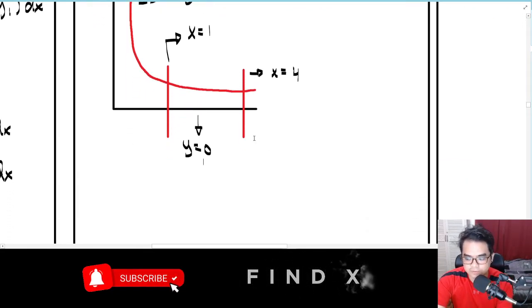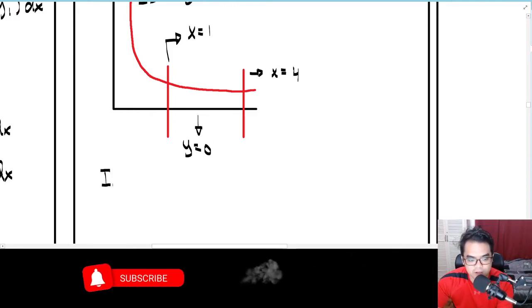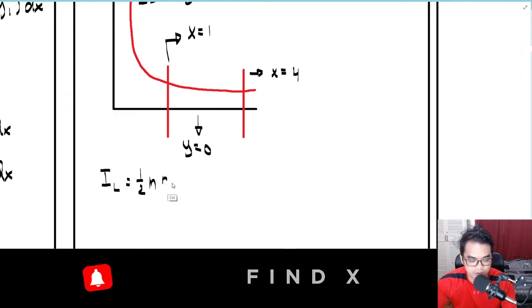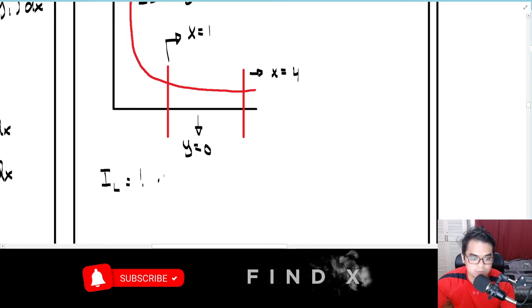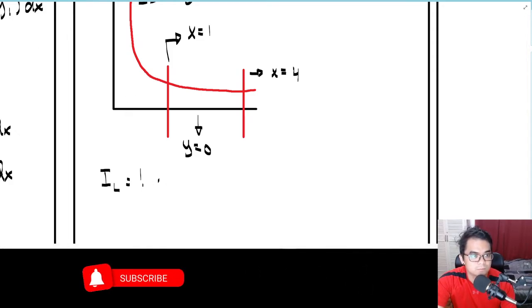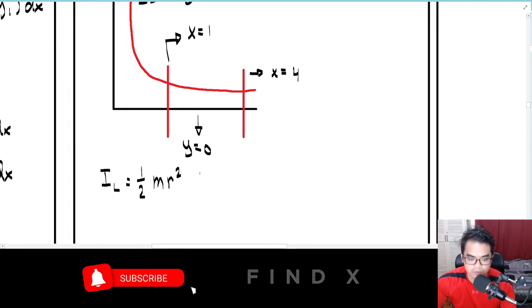Okay, so getting the inertia of this one, we can use another formula. Okay? So another formula is I_L equal to 1/2 m r squared. Okay, let me just write it again. So that is 1/2 m r squared. So what are those?